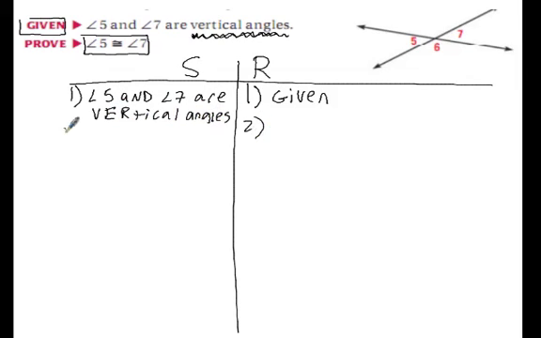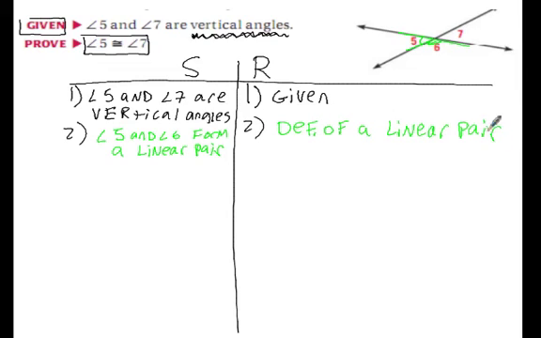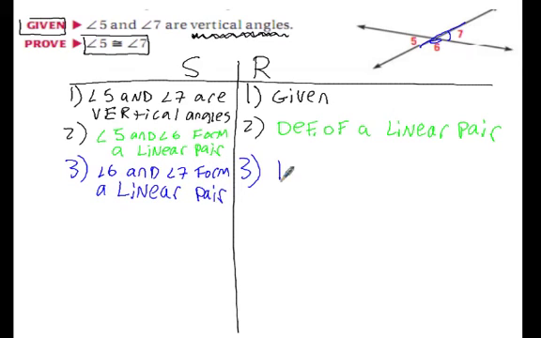So step 2, well, what should we look at? 5 and 6? They look like they're a linear pair. So we're going to say 5 and 6 are forming a linear pair. And we can just say that's the definition of a linear pair. Let's take a look at 6 and 7. We can see that 6 and 7 also form a linear pair. That's the definition of it. Let's call it LP.